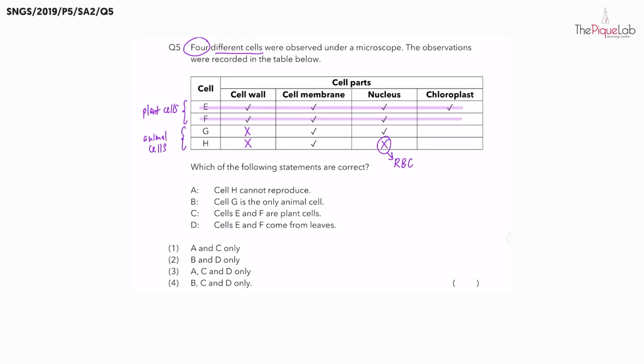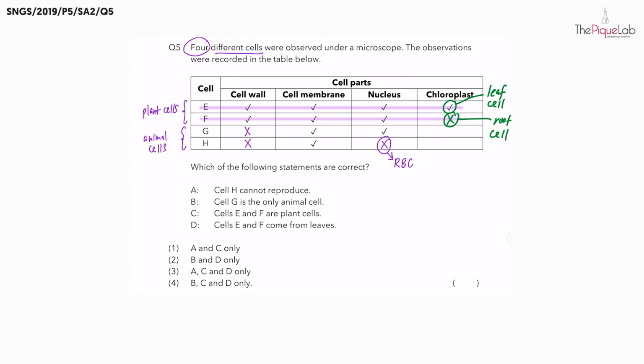So, let's take a look at the 2 plant cells, E and F. Plant cell E, the one where chloroplast is present, would that make it the leaf cell or the root cell? Since the chloroplast is present, we know that cell E would be the leaf cell. And what about plant cell F, where chloroplast is absent? That would be the root cell.